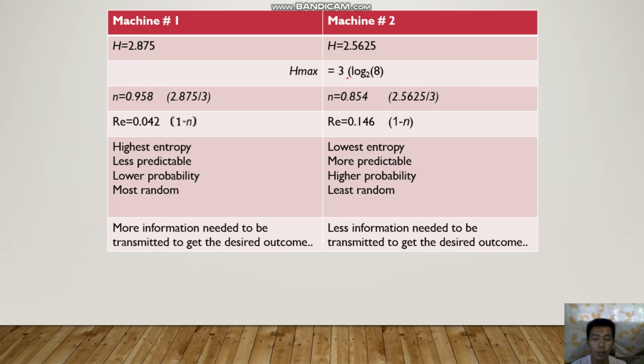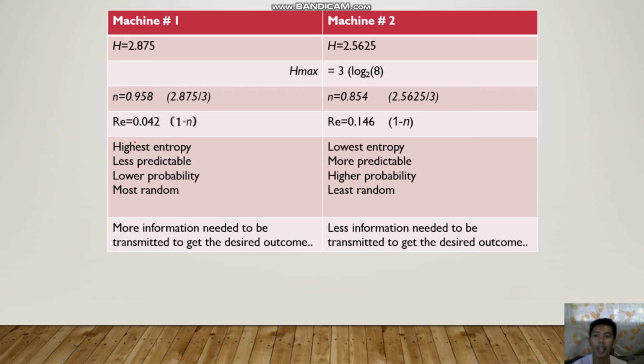So in summarization, our machine number 1 has an entropy of 2.875, machine number 2 has 2.5625, and our H max is 3. For getting our H max, we have here our formula, log base 2 of 8. For our eta, also 0.958, we have also our formula, same as machine number 2.